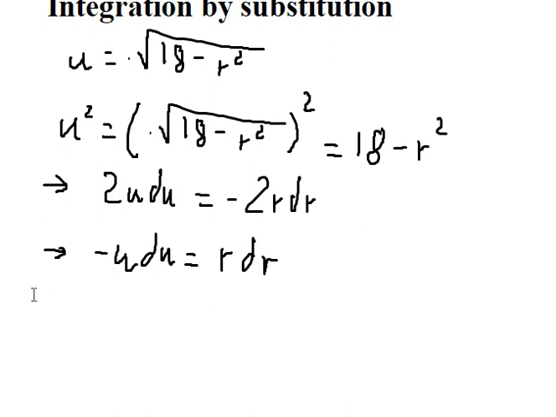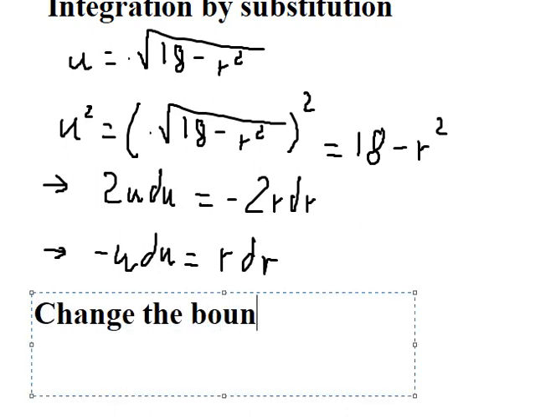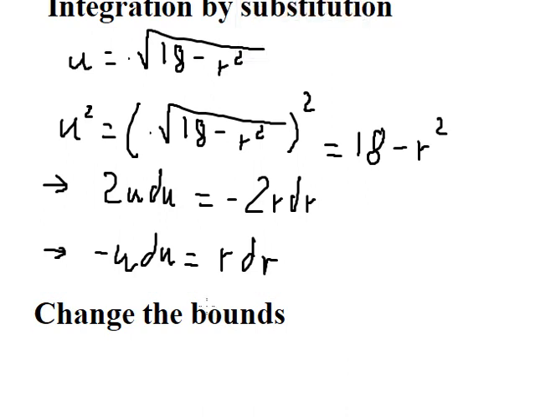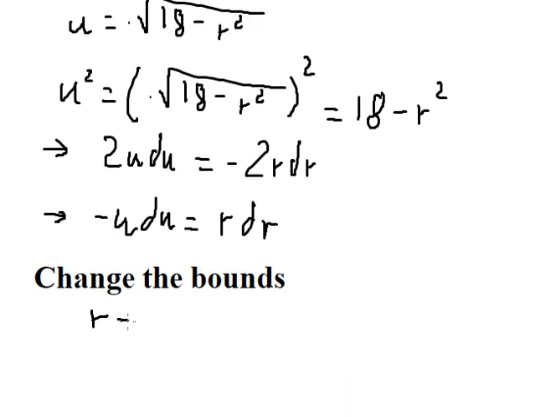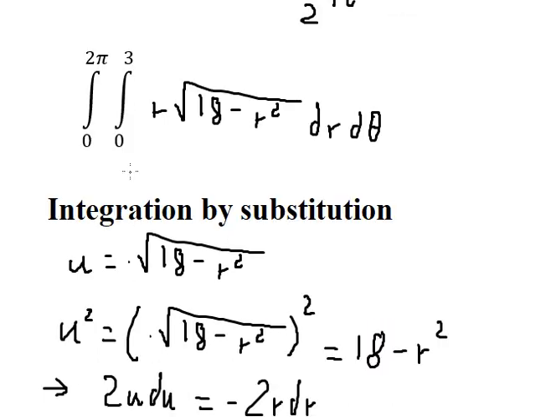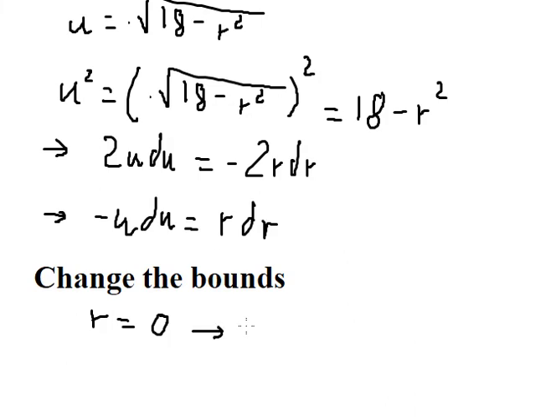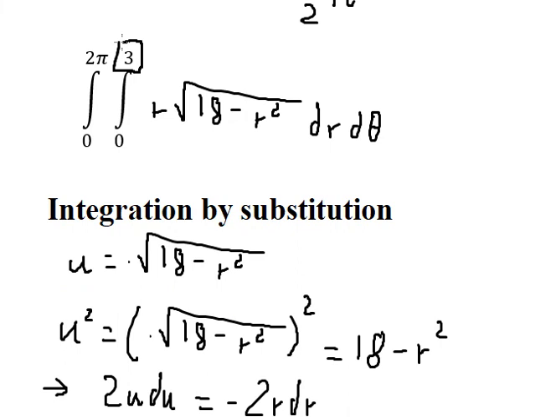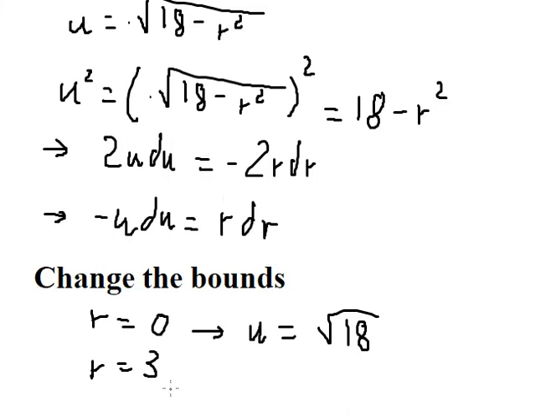Next, we need to change the bounds. So when r equals number 0 from here, we put number 0 cone here to find the value of u. So u equals the square root of number 18. When r equals number 3, that is from here, so I will put number 3 cone here to find the value of u. So u equals number 3.